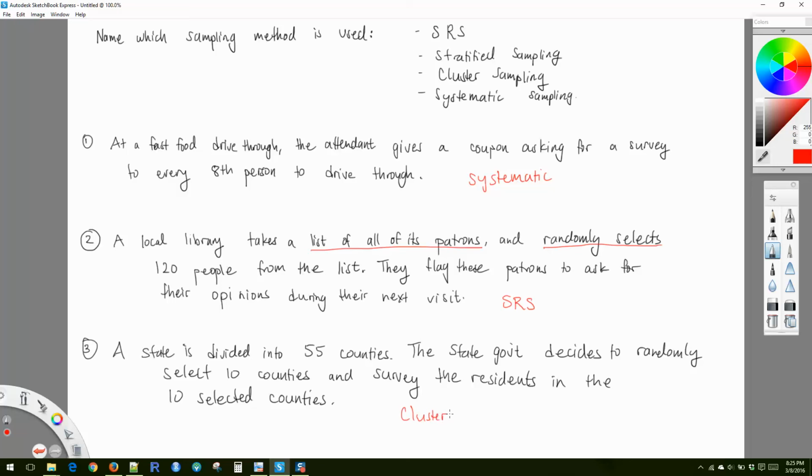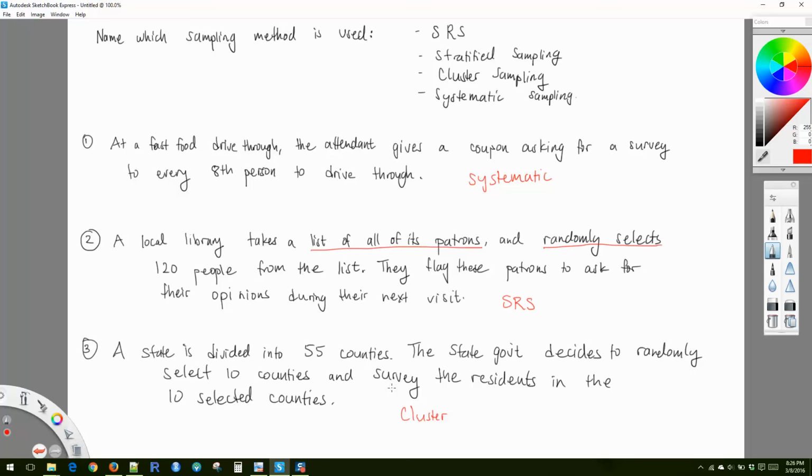We know it's not stratified sampling because we're not going to make sure all 55 counties are represented. If it were stratified sampling, then there would be something about trying to make sure that all 55 counties are represented. But because not every single one of those subgroups is going to be represented, and we're just selecting some of those, that's our indication that it's cluster sampling.